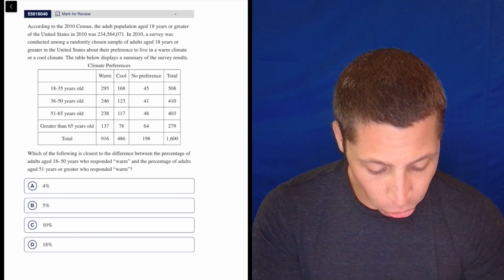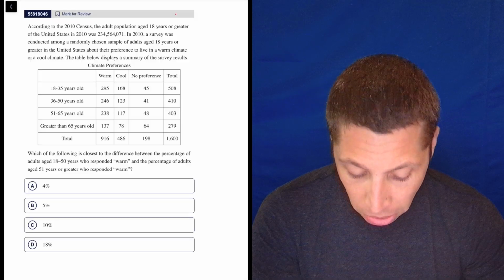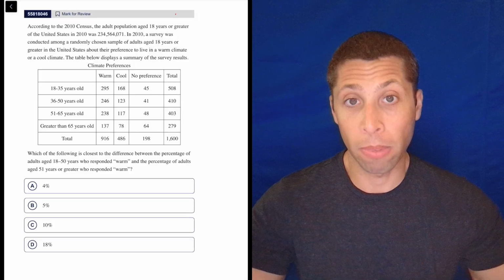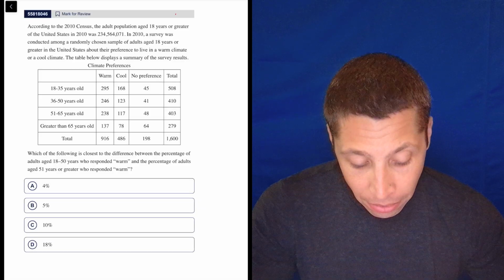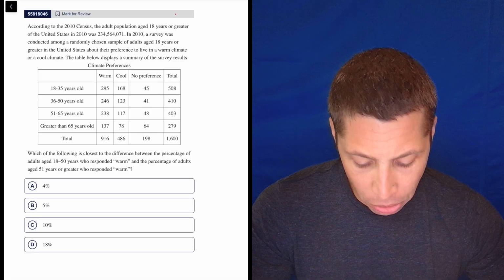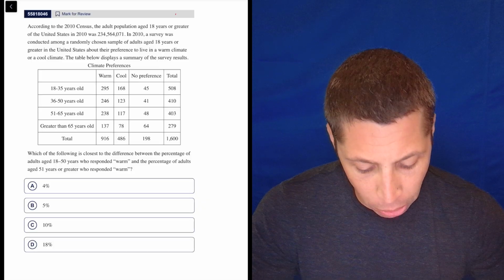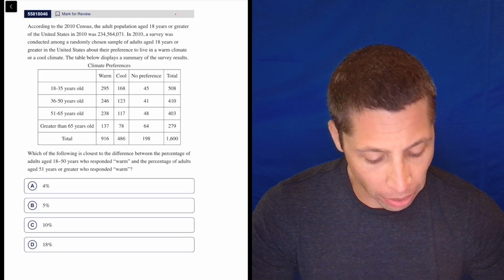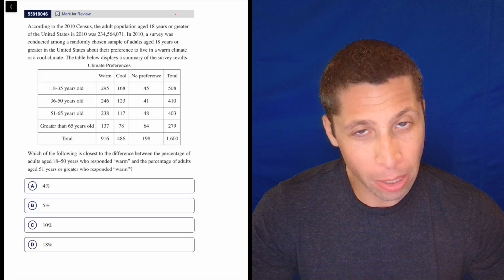And if we look at the chart very quickly, I can see these different age groups. I can see we've got warm, cool, no preference. We got different totals here, so lots of data. Now we get to the meat of the thing. Question: Which of the following is closest to the difference between the percentage of adults aged 18 to 50 years who responded warm and the percentage of adults aged 51 years or greater who responded warm? Okay, you gotta really be careful with that.